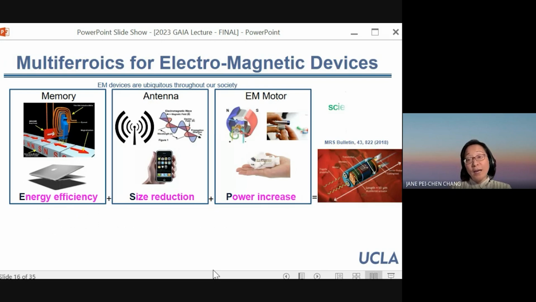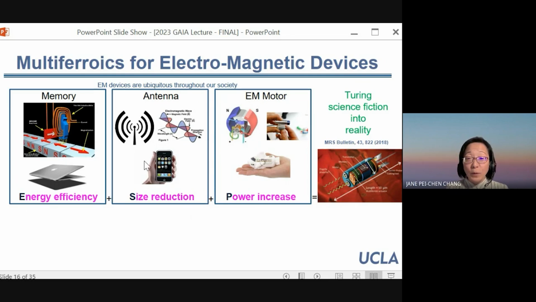Today, I have only time to discuss one particular material, that is multiferroic material. I will come back to clarify this term first, but I will say the multiferroic material is one that will allow us to make future generations of electromagnetic devices. We can make the memory devices much more energy efficient, so you won't drain your battery as fast. We can make the antenna much smaller.